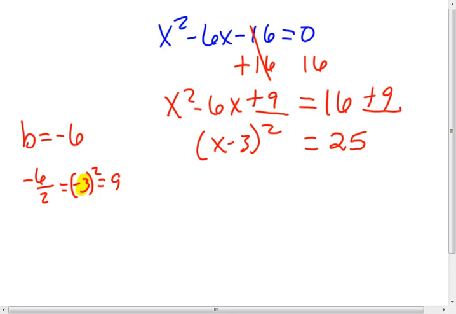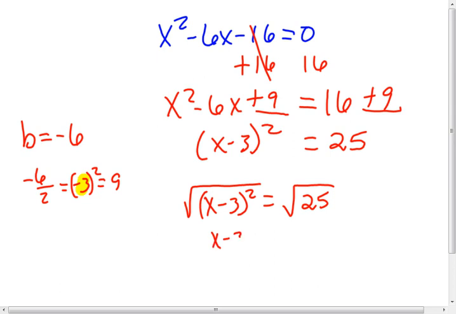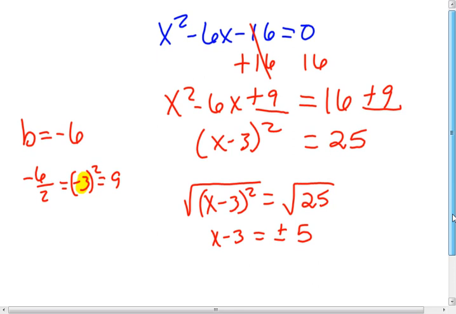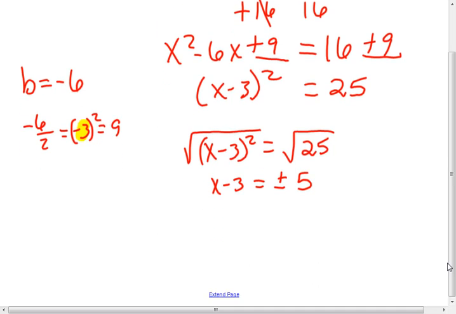Now we have to solve for x. So we're going to take the square root of both sides. X minus 3, quantity squared, equals the square root of 25. Further simplifying, x minus 3 equals plus or minus 5. And when you write it with a plus or minus, that's going to give you two equations. You have x minus 3 equals positive 5, and x minus 3 equals negative 5. Now we will simplify both of these for x, and that will give us our roots.